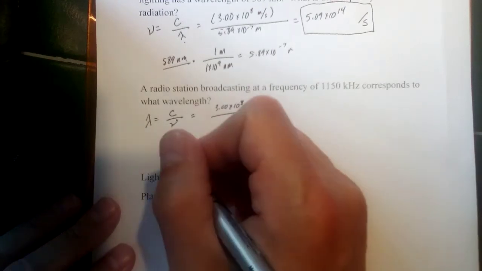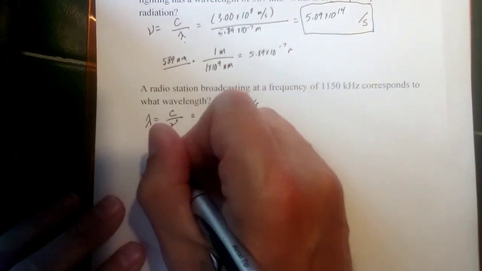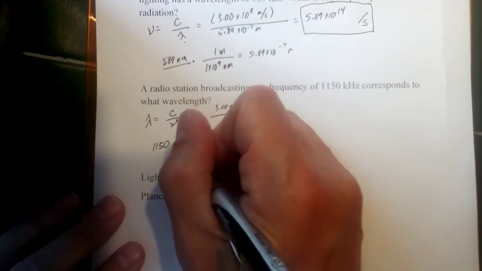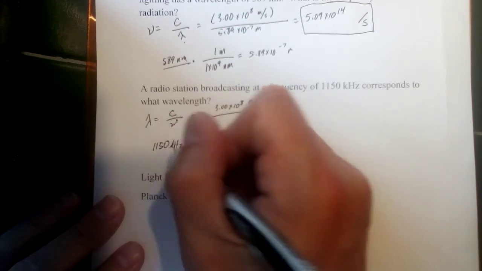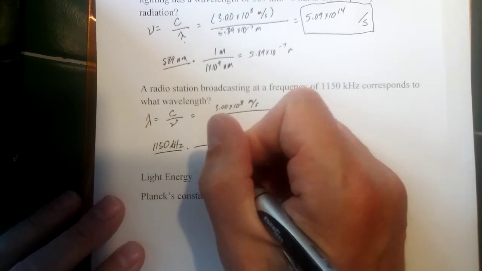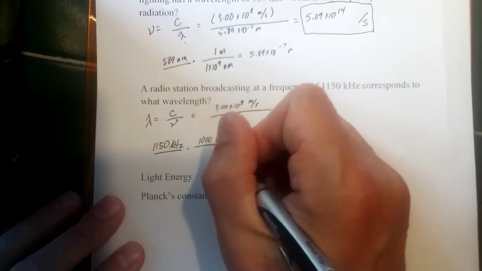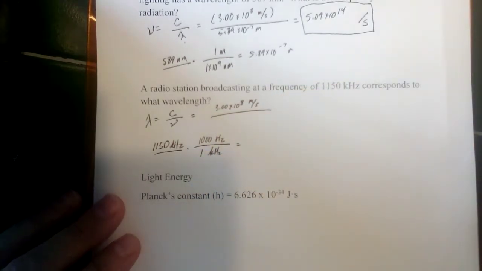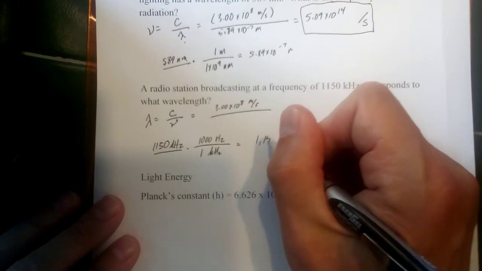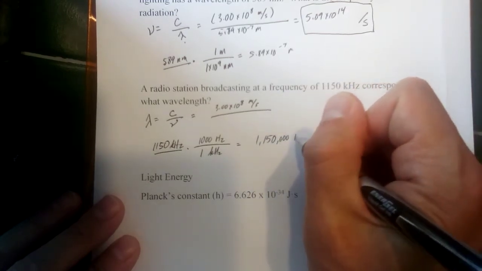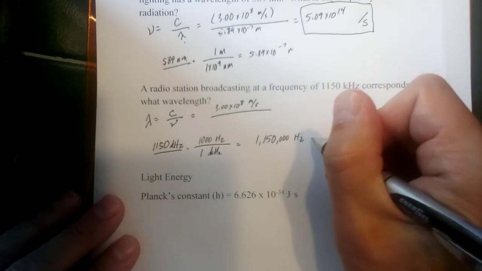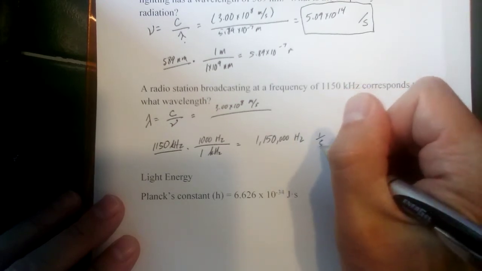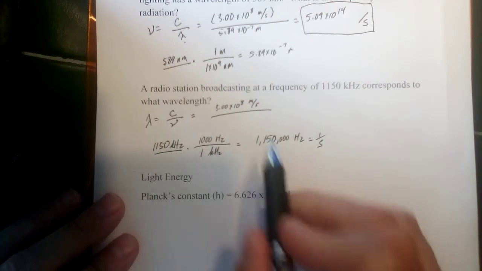But I want to get this to hertz, or just per seconds, before I plug it in. So 1,150 kilohertz, right? And in this case, 1,000 hertz would equal 1 kilohertz. So multiplying that by 1,000, which is just moving the decimal 3 places, that would be 1,150,000 hertz, right? Which is also per second, right? Which is how I like to think about canceling up here.